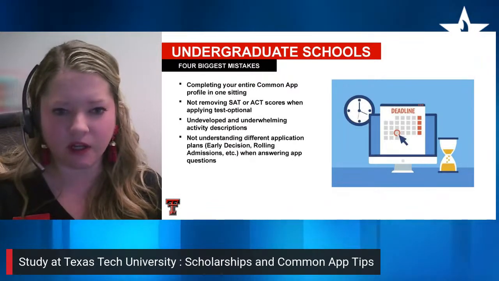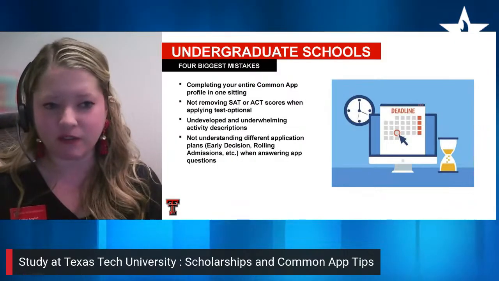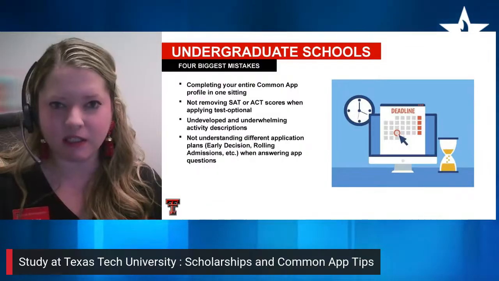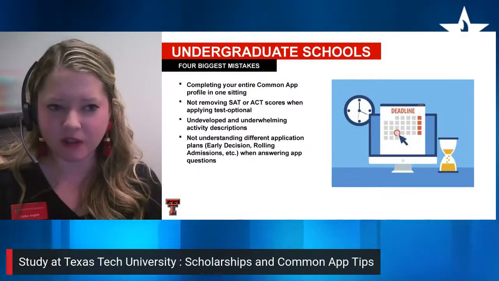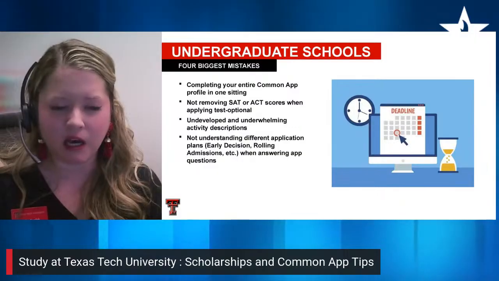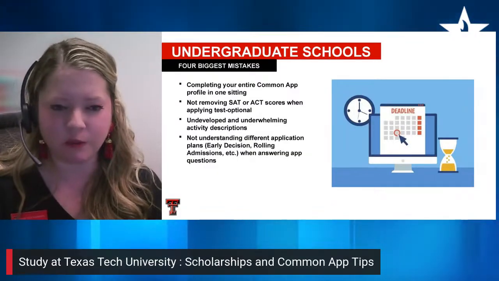And then undeveloped and underwhelming activity descriptions. So when you're talking about your activities at school and what you're involved in, leadership opportunities, make sure to spend a little bit of time explaining and going into more detail about exactly what you're doing. So it provides better clarification for the admissions counselor.